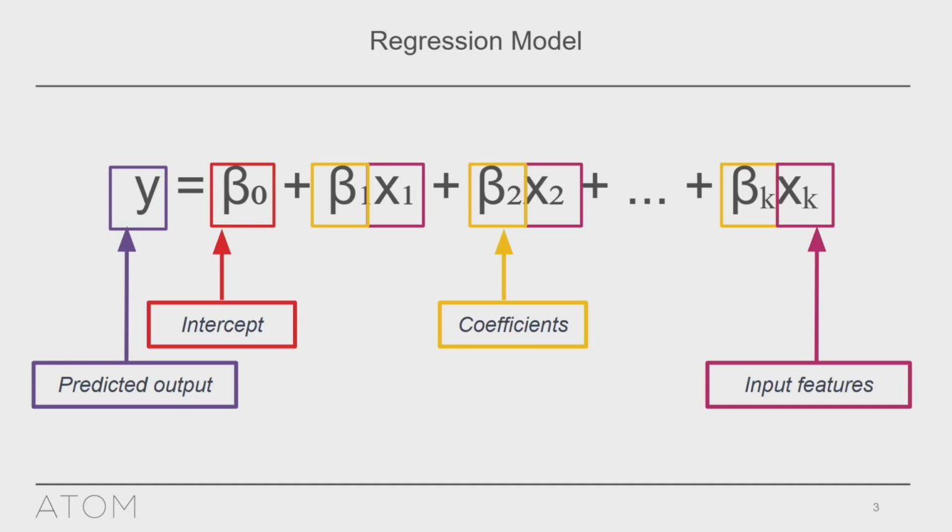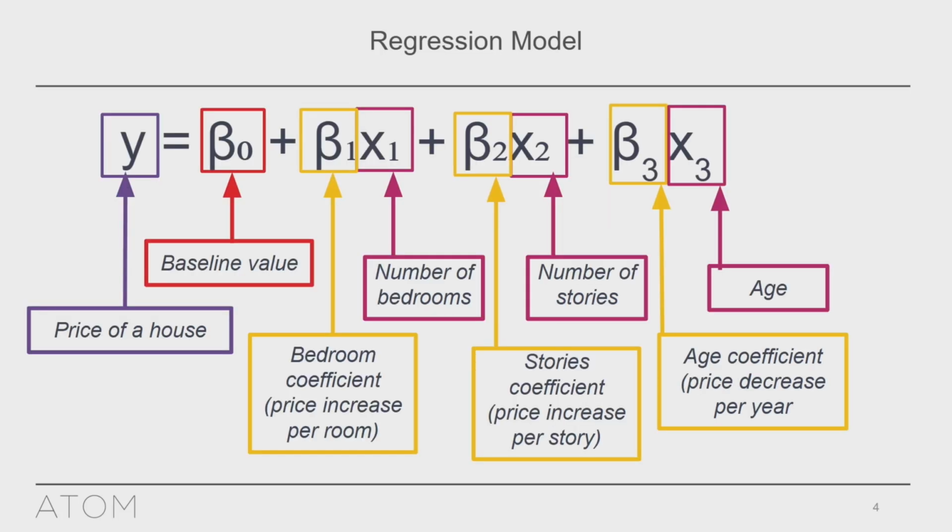Regression models are important because they allow us to predict a continuous outcome based on input data. This can be used to model a wide range of scenarios. For example, given inputs like the features of a house, such as its number of bedrooms, stories, and age, a model can generate a prediction on how much that house would cost.